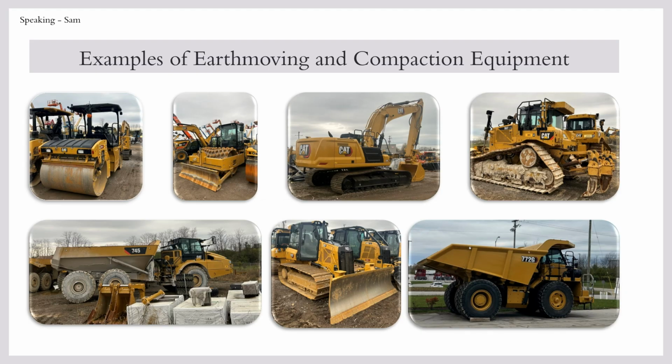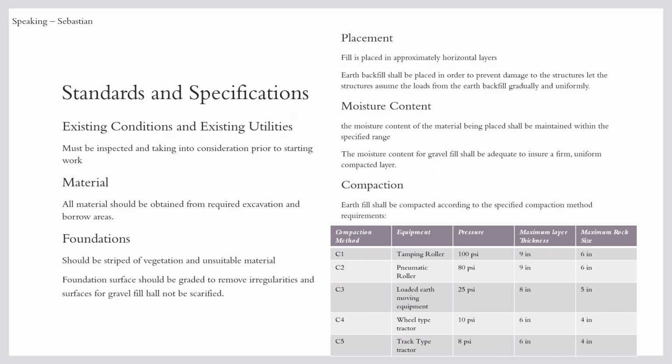These are examples of earth moving and compaction equipment that we saw at the Boyd Cat in Lexington, Kentucky. The top two on the left show compaction equipment. The top middle is an excavator, and then the bottom right is a dump truck that is used to haul material away.